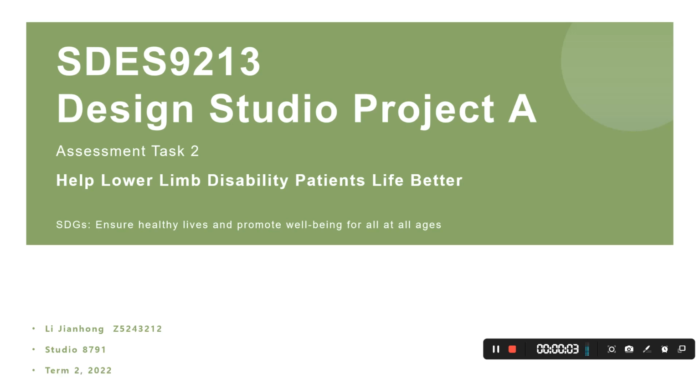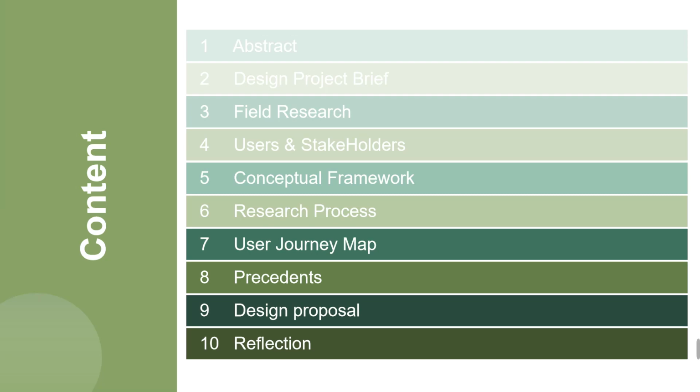This is a presentation of the Design Studio Project A, Assessment Text 2. The title of my speech is Help Lower Limb Disability Patients Life Better, and the Sustainable Development Goal I'll be presenting today is ensure healthy lives and promote well-being for all at all ages. It will be divided into 10 parts.